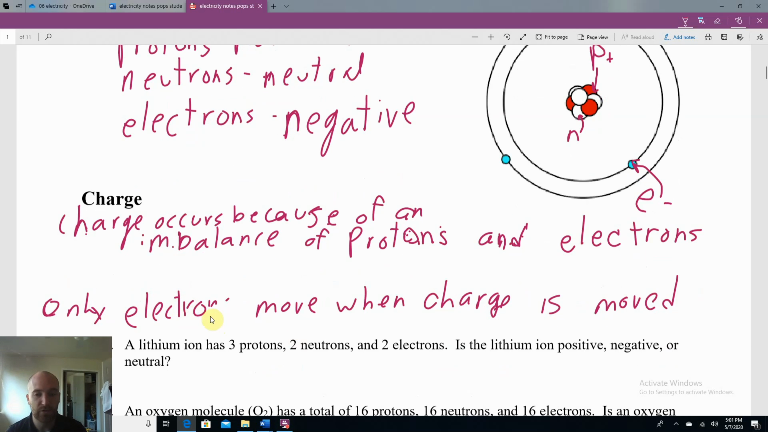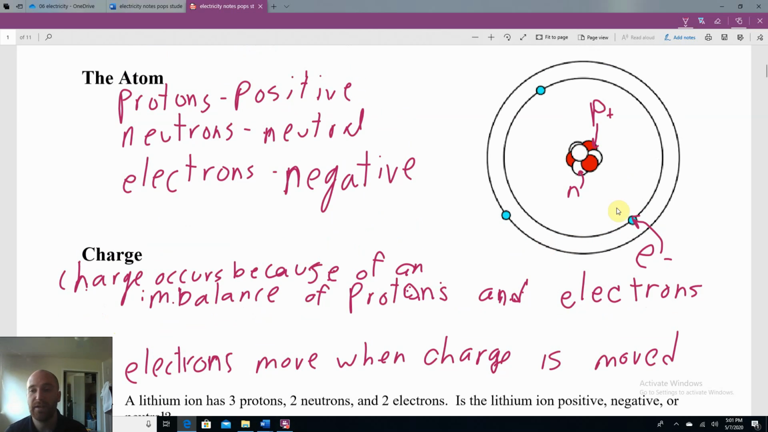Only electrons move when charge is moved. So, if I wanted to give this object some electrical charge, I could remove an electron, which would make it positive. Or I could add an electron, which would make it negative. Protons cannot move. They have no ability to do this. They're inside of this nucleus and they're very much stuck there.